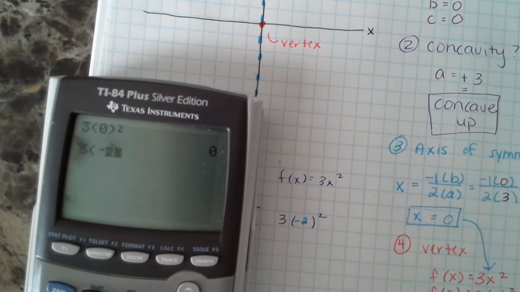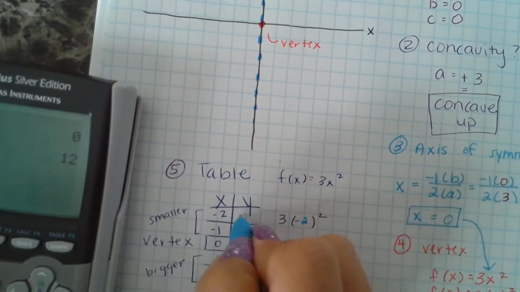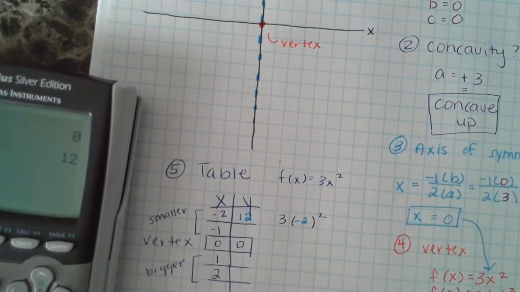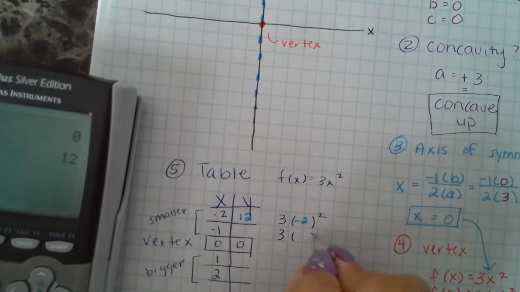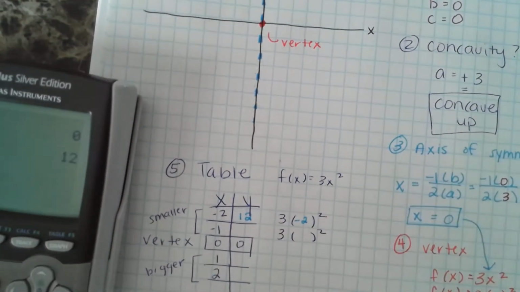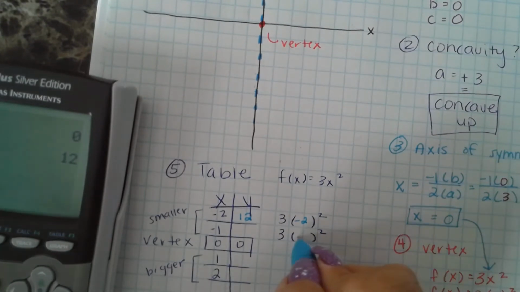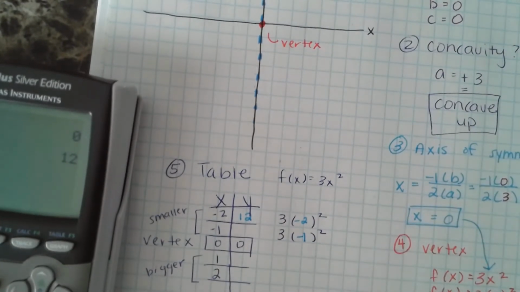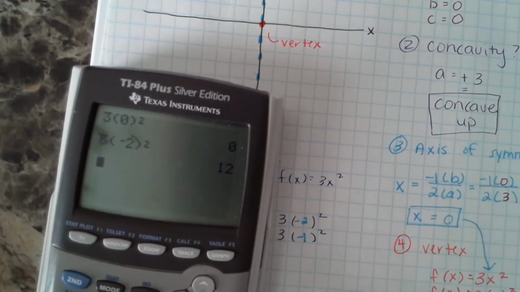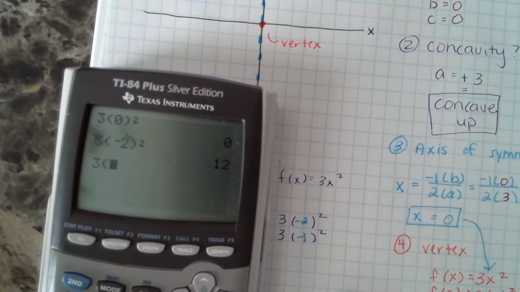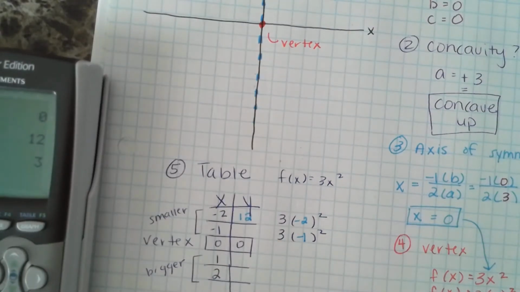3 times -2 squared, and we get positive 12. For this one, we're going to say 3 times whatever's right here squared, and whatever's right here is -1. Let's put that into our calculator. 3 times -1 squared, and we get 3. So let's go ahead and write that into our blank right here, 3.